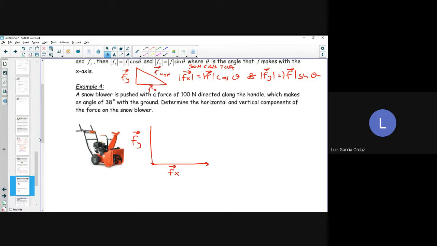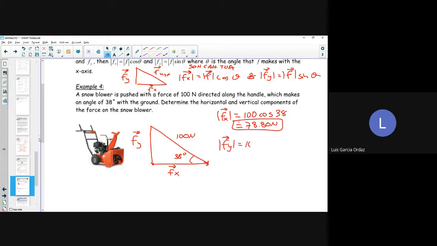I know the force I'm using to push on the handle of the snowblower is going to be 100 newtons, and that the angle it makes is 38 degrees with the ground. So this is 38 degrees. Now I need to figure out what my vertical component and my horizontal component of the forces are. Based off the definition, my horizontal force, vector Fx, is equal to the force that I'm applying, which is 100, multiplied by cos 38, which gives me approximately 78.80 newtons. Okay?